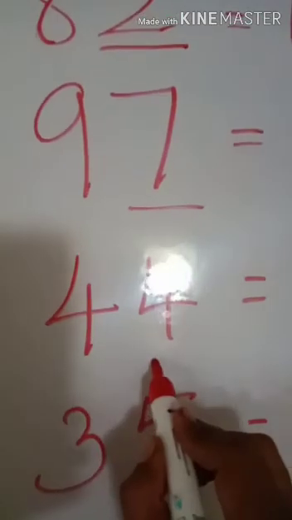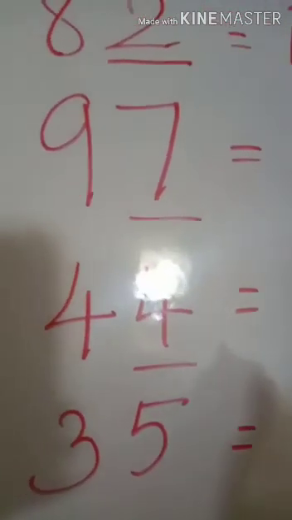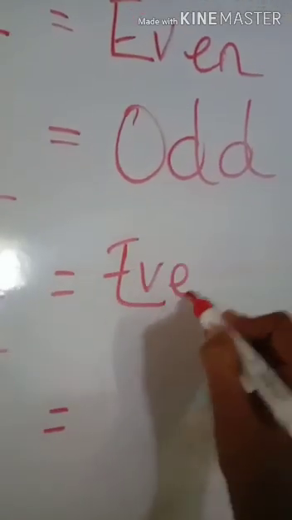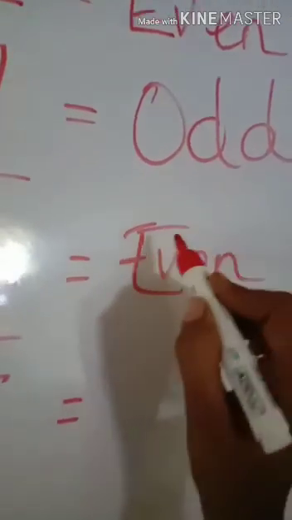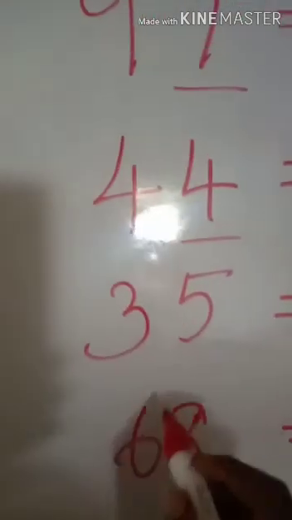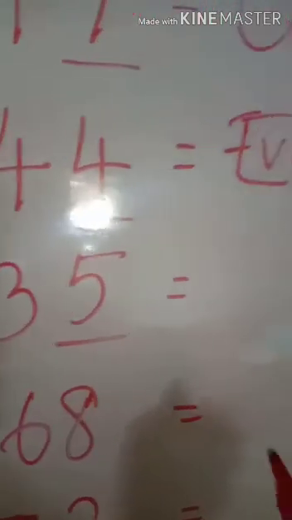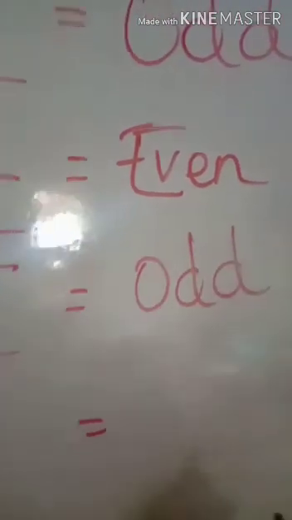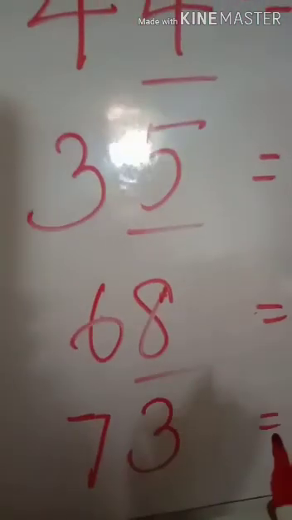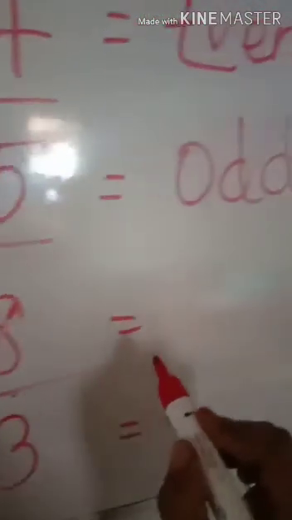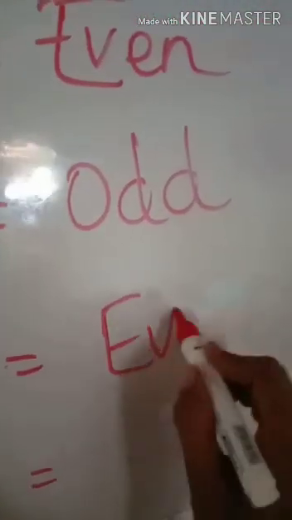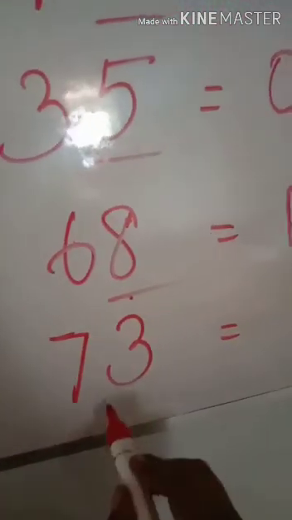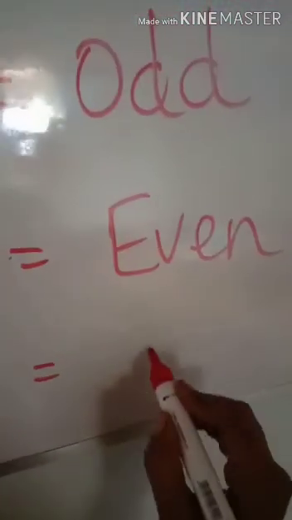Next we got 44. Here 4. The number ends in 4. So it is an even number. 35. It ends in 5. So it is an odd number. 68. It ends in 8. So it is an even number. 73. It ends in 3. So it is an odd number.